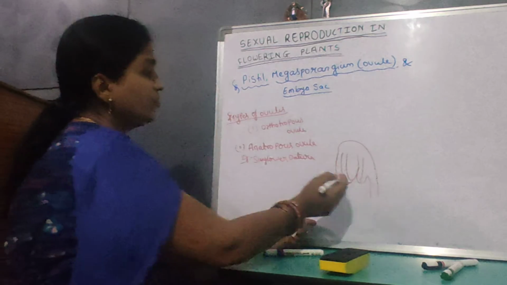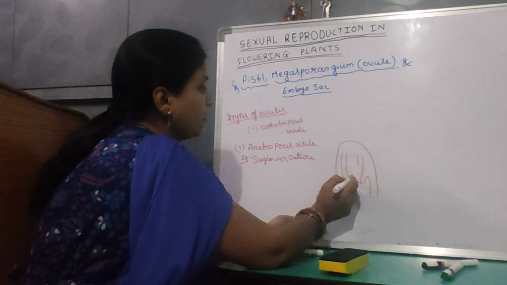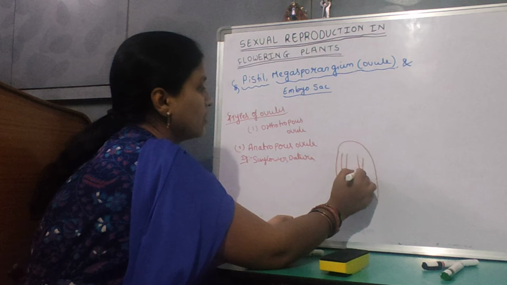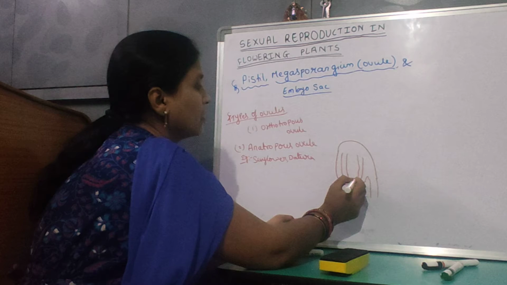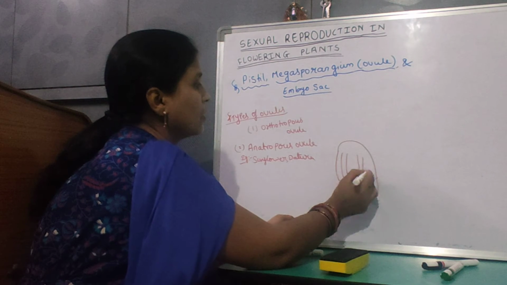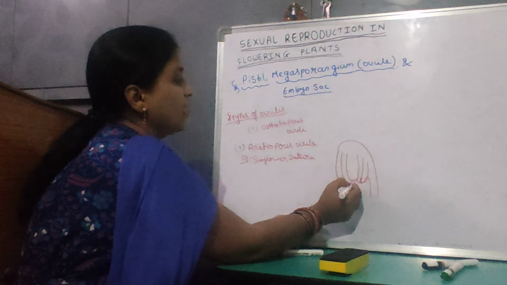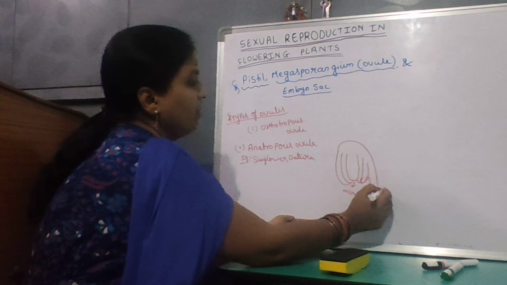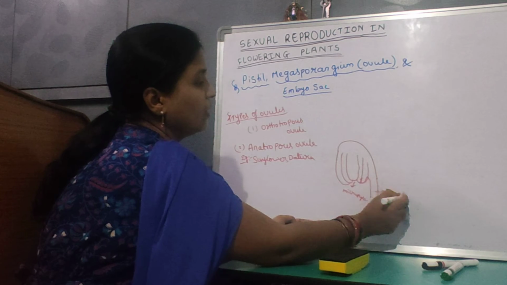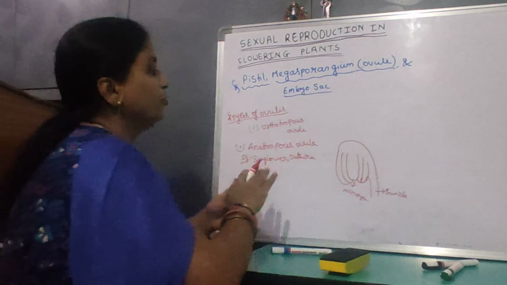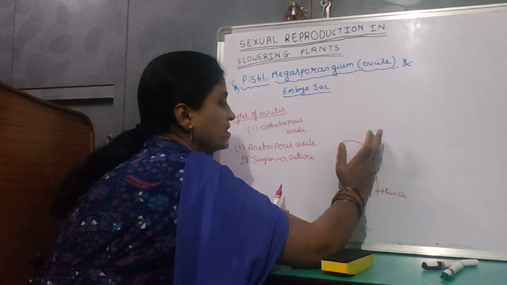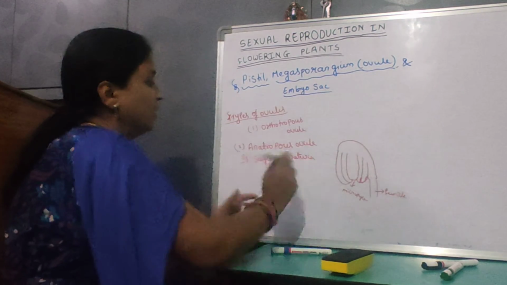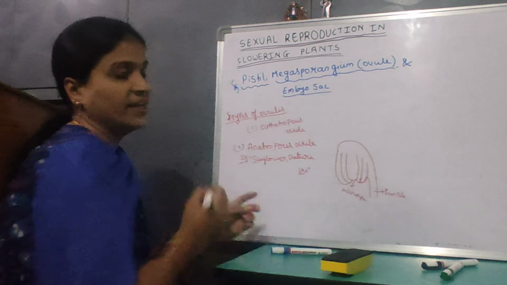Like this, such that the micropyle and the funicle are side by side. Means the straight ovule has taken a turn, a curvature of 180 degrees. It has taken a curvature of 180 degrees.